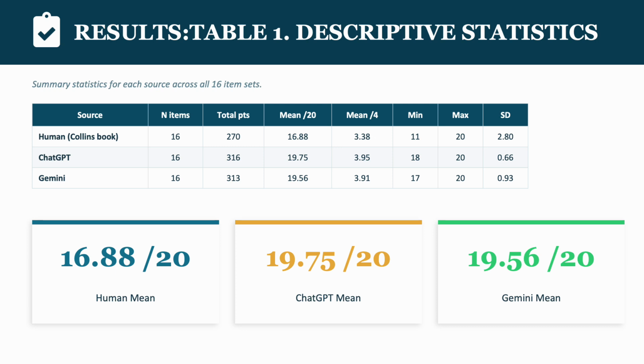Now let's look at what we found. The numbers speak quite clearly. The human written items from Collins scored a mean of 16.88 out of 20, ChatGPT scored 19.75, and Gemini scored 19.56. So both AI models significantly outperformed the human written comparison items, and they did so with remarkable consistency.